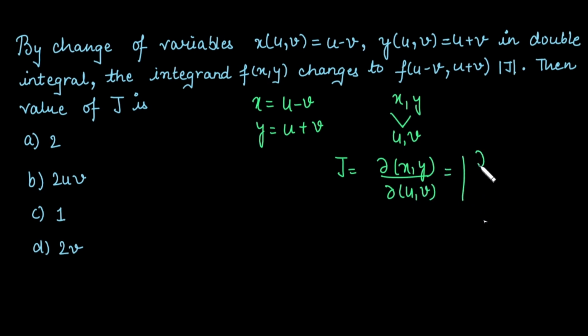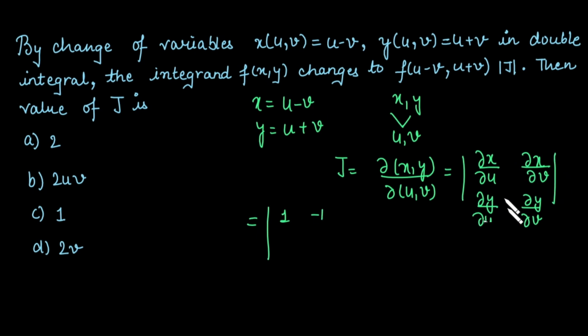This is determinant partial derivative of x with respect to u, partial derivative of x with respect to v, then y with respect to u, y with respect to v. This is equal to partial derivative of x with respect to u is 1, with respect to v minus 1, partial derivative of y with respect to u 1, y with respect to v 1. Now take determinant: 1 minus minus 1, this is equal to 2. So the value of Jacobian in this case is 2.